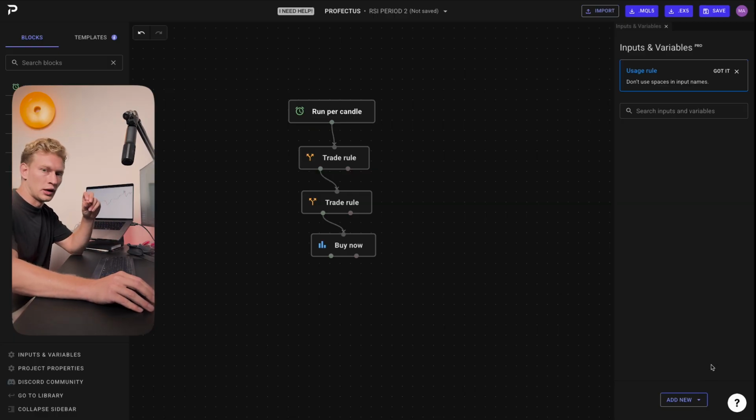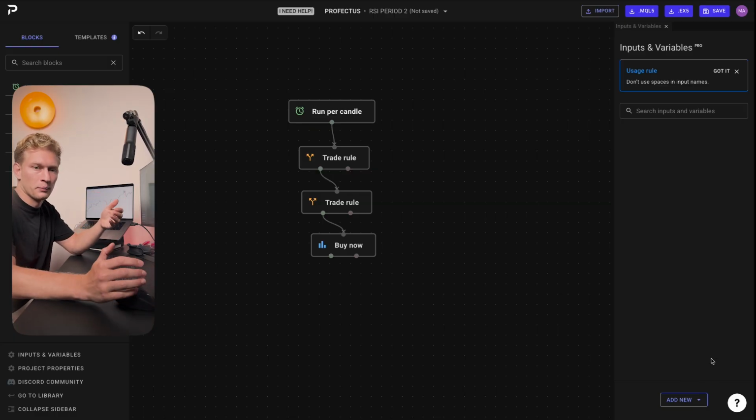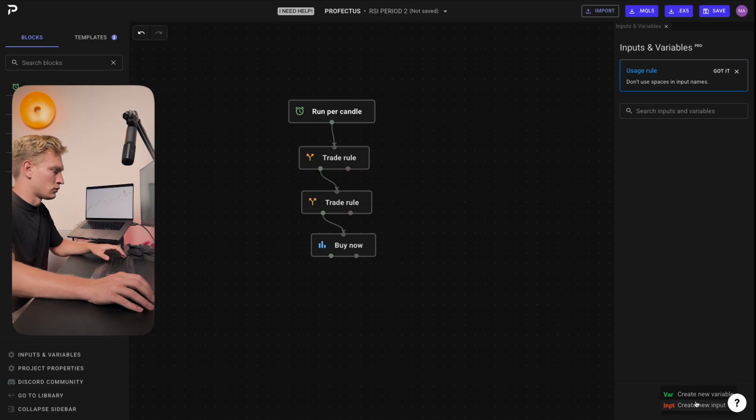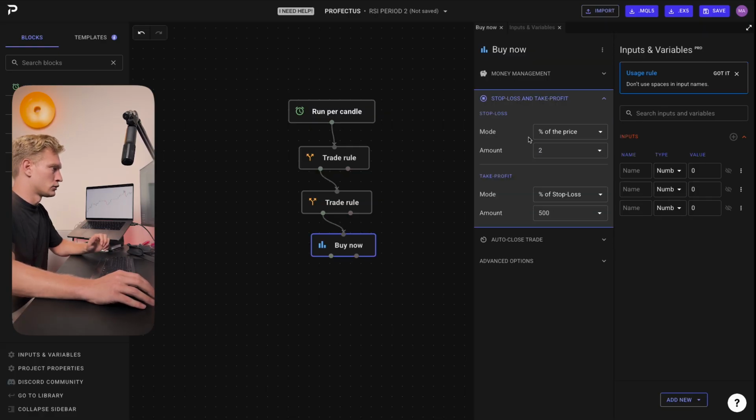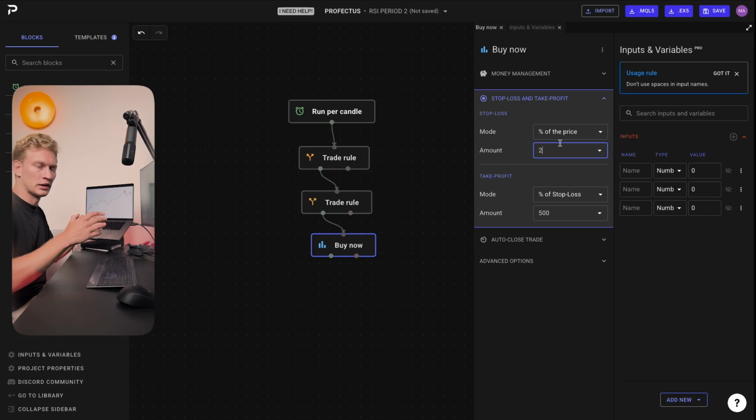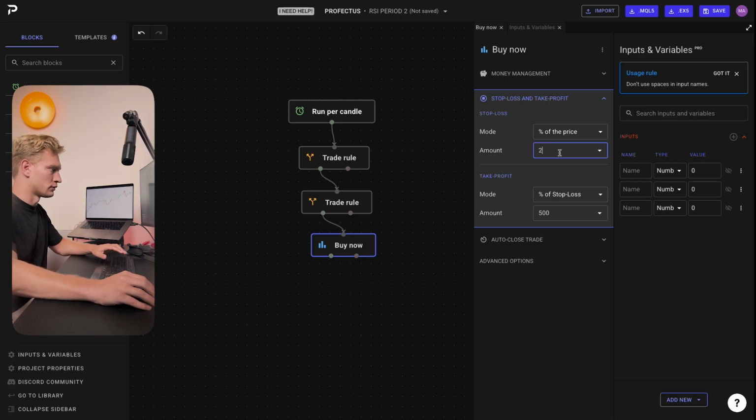We're gonna just focus on inputs because we just want to improve our algorithm and don't want to make it very complex. So here you have input. We need a few inputs. Then you have the name, type, and value. What we want to do is, first of all, the stop loss. We don't want this 2, we just want to be able to adjust it in MetaTrader. So not having this as a fixed one.